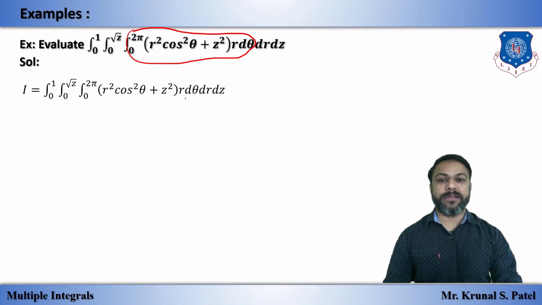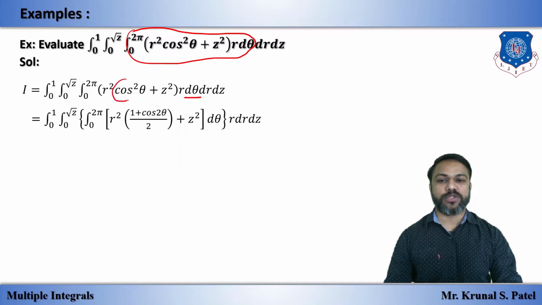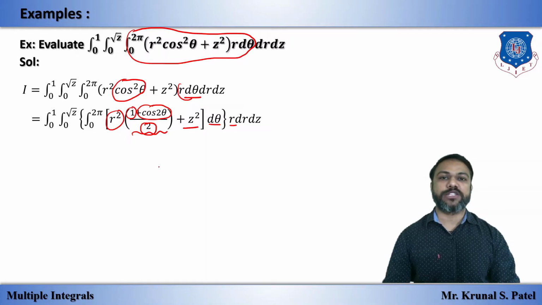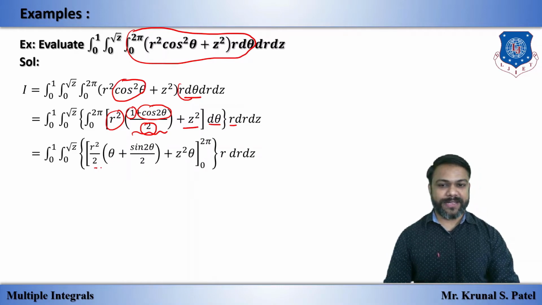So now when we integrate with respect to theta, for that we have to just convert this cos square into one trigonometry formula, 1 plus cos 2 theta by 2. Z square as it is, this r as it is, okay, and we can take theta inside. So now we can integrate this term. Now to integrate this, r square by 2 as it is, and the integration of 1 is theta, the integration of cos 2 theta is sin 2 theta by 2, and this z square is constant, so z square into theta. So we have this integration.